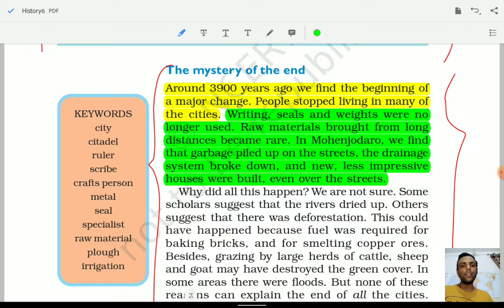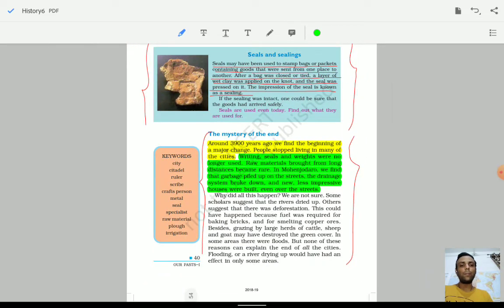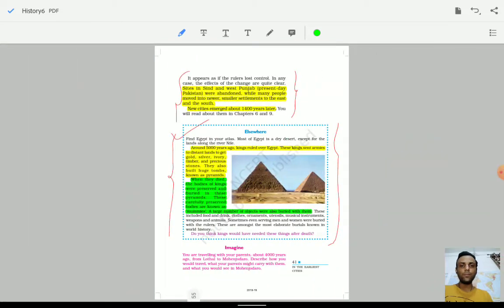So we don't know why these things were happening. So these are still just a theory, right? But this happened somewhere around 3900 years ago. This is important.